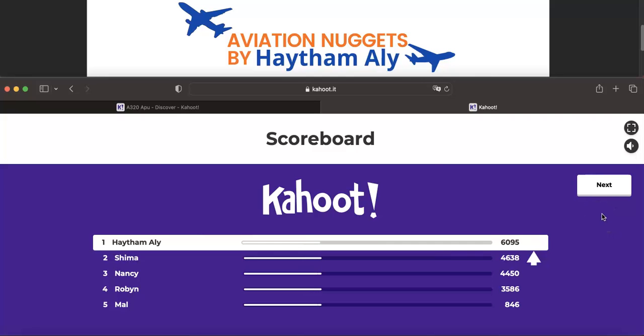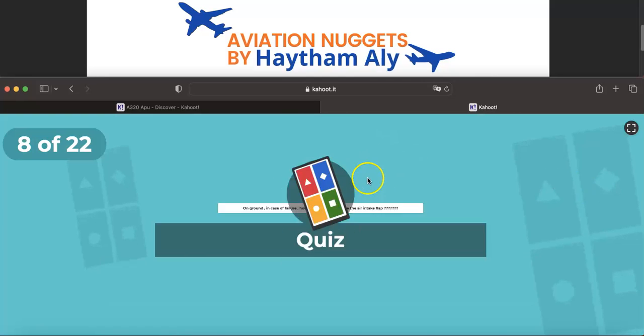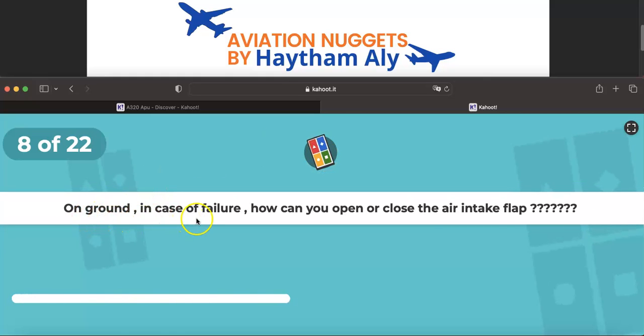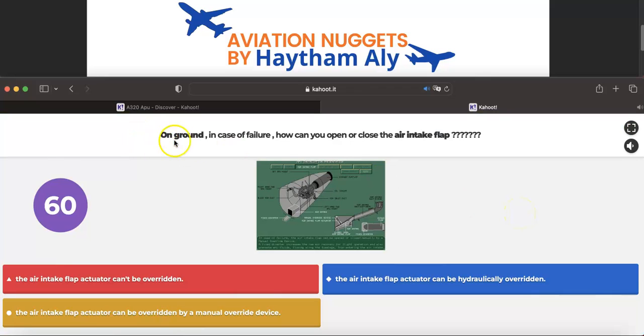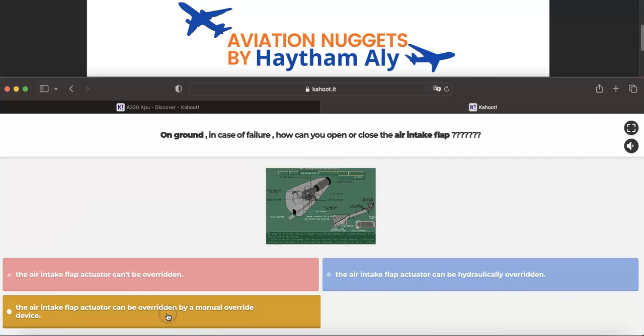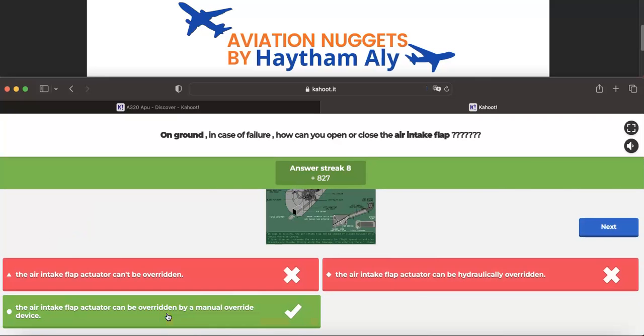I hope you enjoy these questions. On ground, in case of failure, how can you open or close the air intake flap? The air intake flap actuator cannot be overridden. The air intake flap actuator can be hydraulically overridden. The air intake flap actuator can be overridden by a manual override device. The right answer is the air intake flap actuator can be overridden by a manual override device.